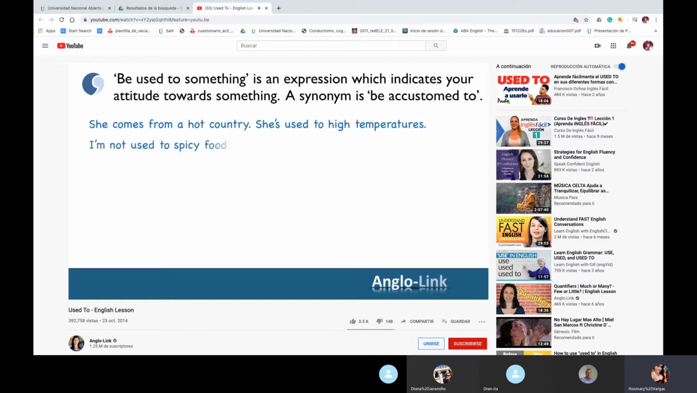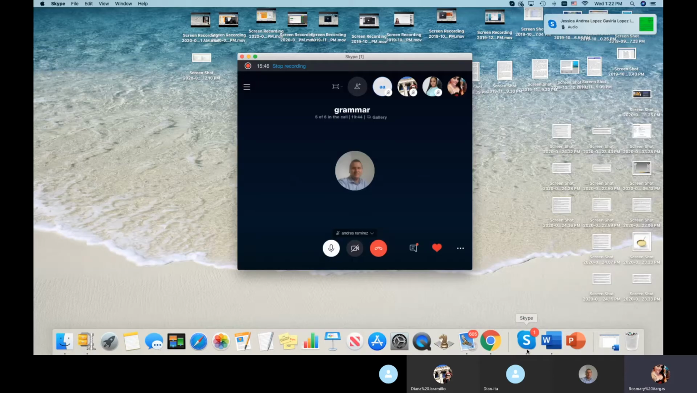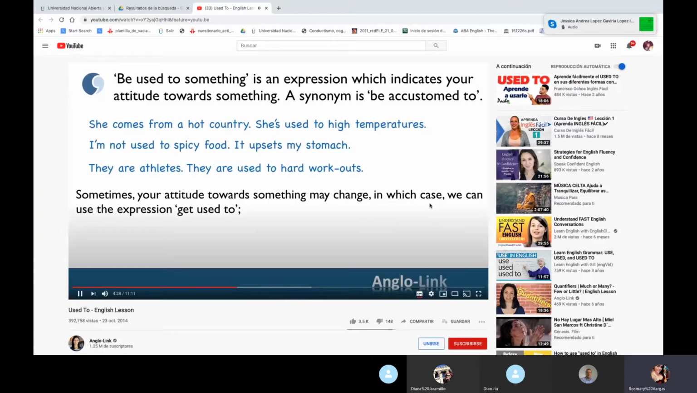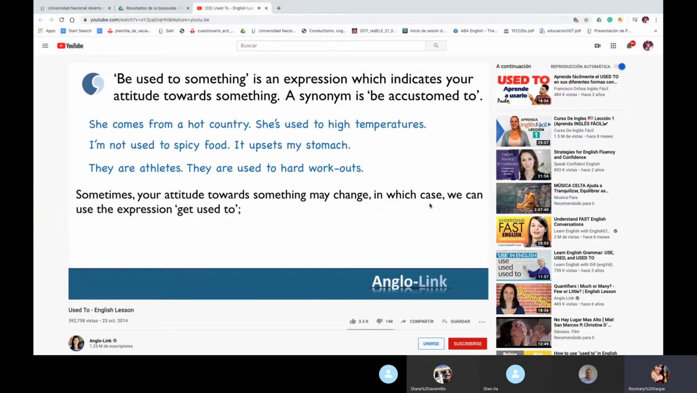Or, I'm not used to spicy food. It upsets my stomach. Another example, they're athletes. They're used to hard workouts. Of course, sometimes your attitude towards something may change, in which case we can use the expression "get used to". For example, I couldn't eat spicy food, but I've got used to it.